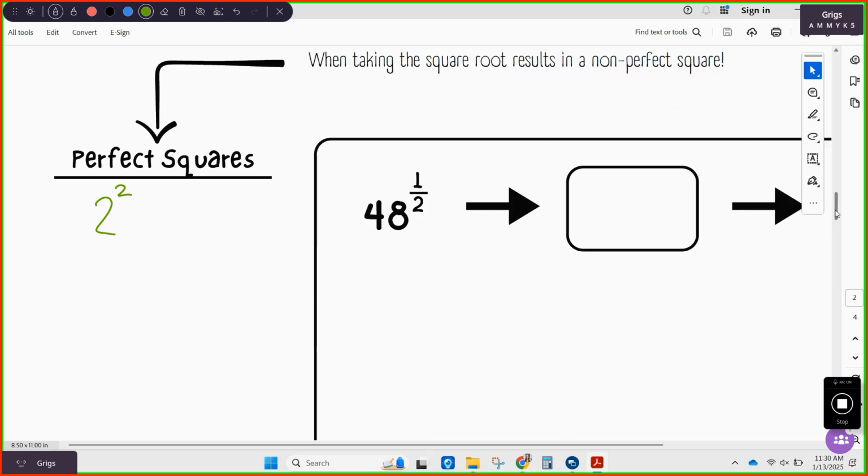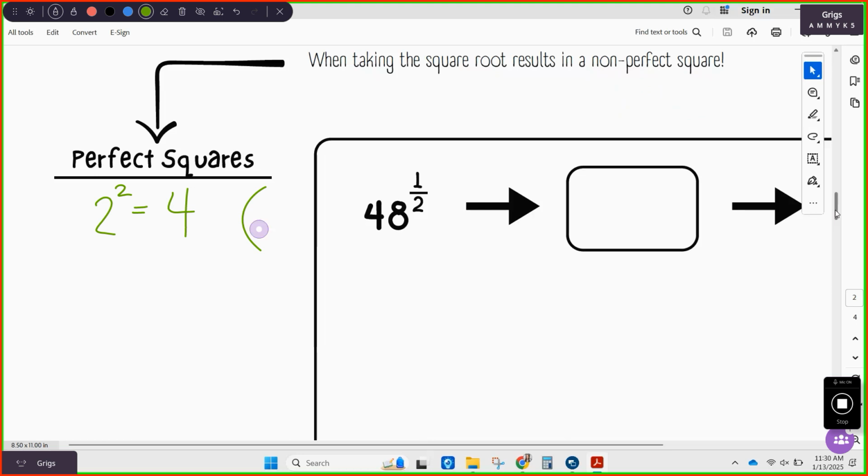If I said 2 squared, it's 2 times 2, correct? What does that equal? 4. Now, 4 is a perfect square. What undoes exponents? Square rooting.